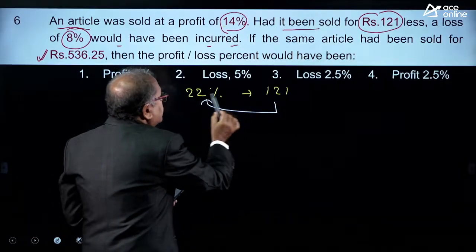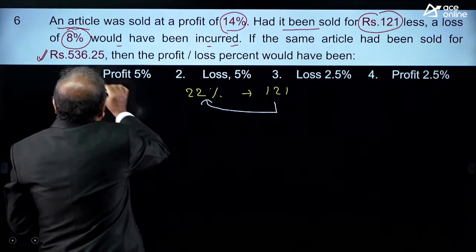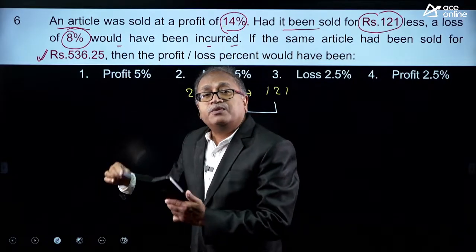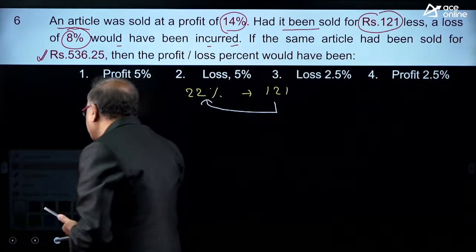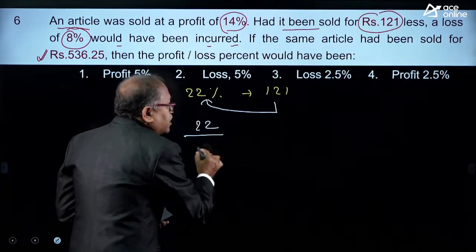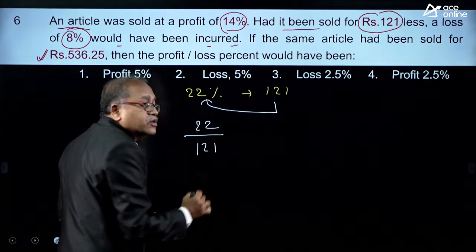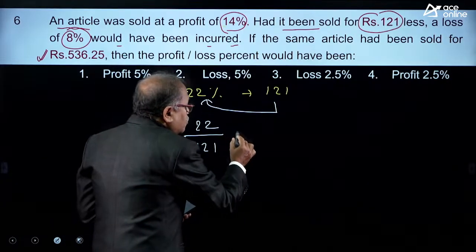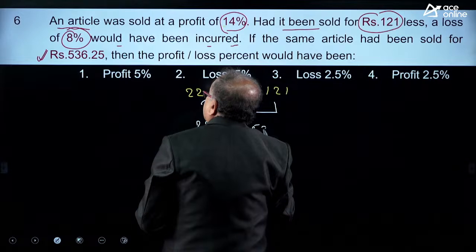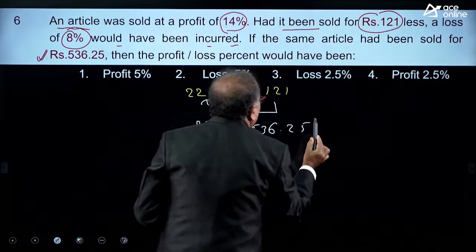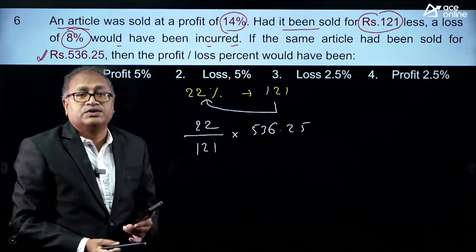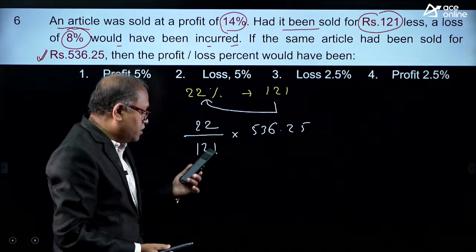I know 121 is 22%. Then this 536.25 will be what percentage? Look at the shortest way we will answer the question here. That is 22 divided by 121 and into, what is my requirement? That is 536.25. It is representing what percentage? Okay.